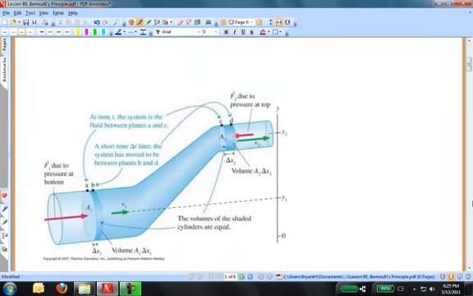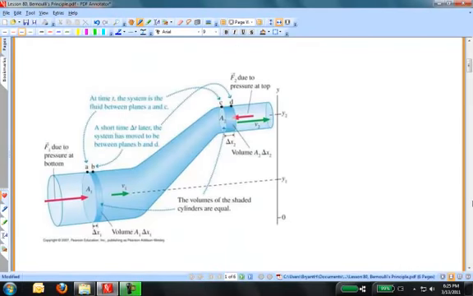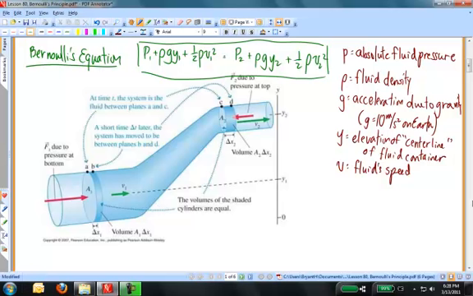Here is the equation in the form that's likely to be most useful to you, where P is the absolute fluid pressure, the force per area that is exerted on the fluid. Rho is the density of the fluid. G is the acceleration due to gravity. Y is the elevation of the center line of the container of the fluid. In this diagram, you see the center line is elevated above some y equals 0 level kind of at the bottom of the page. V is the fluid's speed at the point in question.